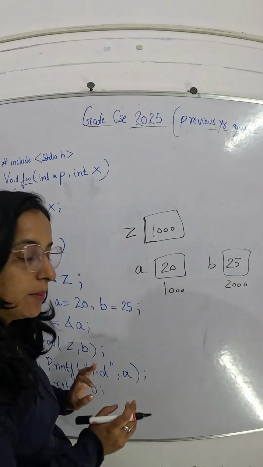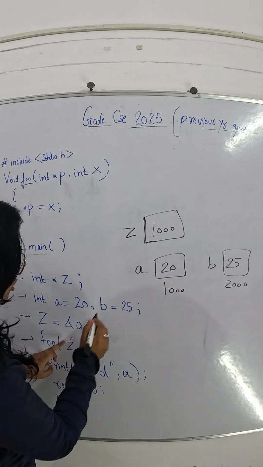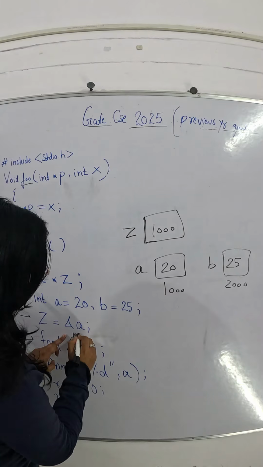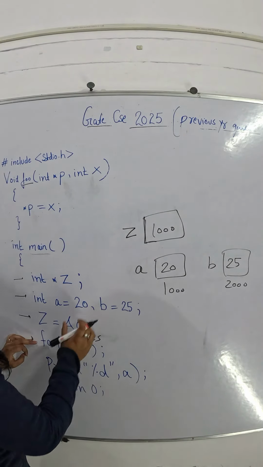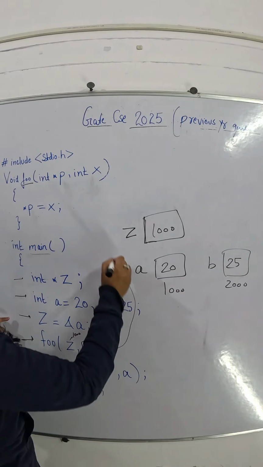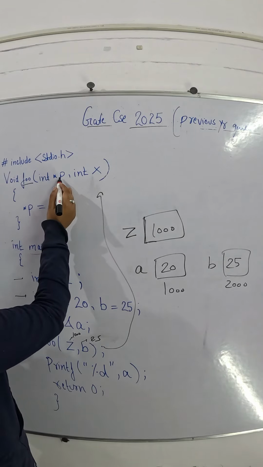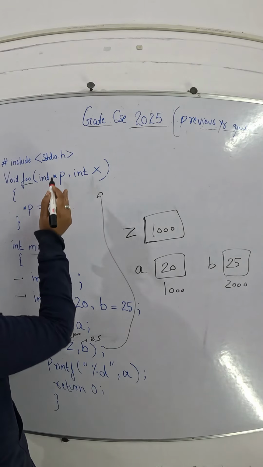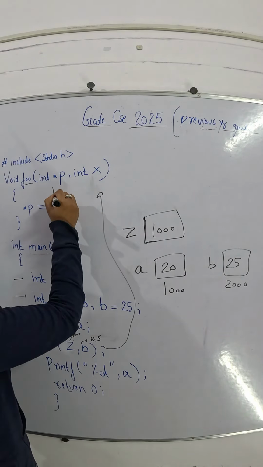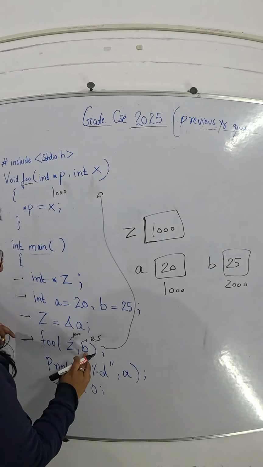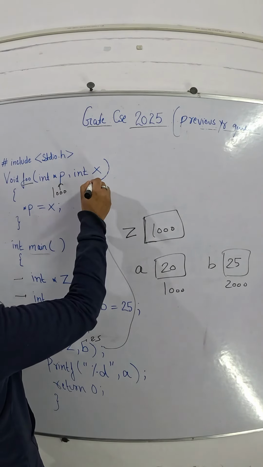Now we can see a foo function is called, and Z and B are passed. The value of Z is 1000 and the value of B is 25. These two parameters are passed and the foo function is called. So we move to where the foo function is. P is also a pointer variable, which will store the address of any integer variable. So the 1000 value is passed to P, and 25 is passed to X.